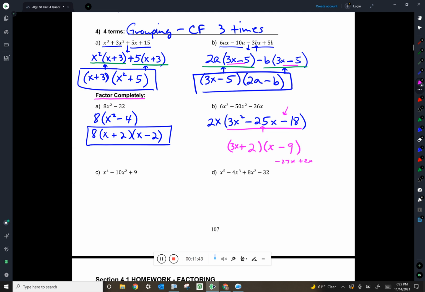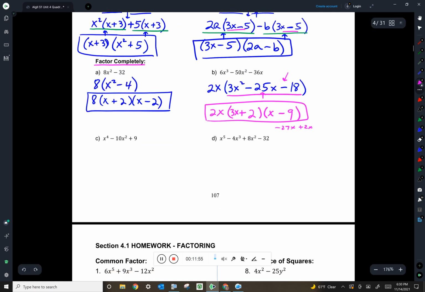So now don't forget, I had that 2x out in front. I didn't do anything to that. I just left it there. So this is what I get if I factor completely. So first I did common factor, and then I did trial and error. Okay, so look at letter C.